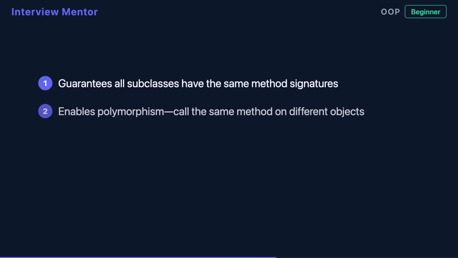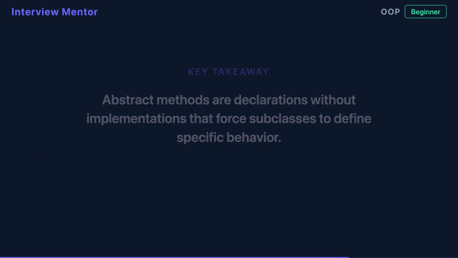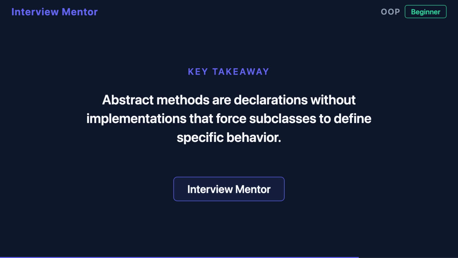Why use abstract methods? They enforce a contract across your class hierarchy. You're guaranteeing that every subclass will have certain methods, even if each implements them differently. This creates a common interface while allowing flexibility in behavior, the foundation of polymorphism. Remember, abstract methods are declarations without bodies that force subclasses to implement specific behavior. They're contracts, not incomplete code.